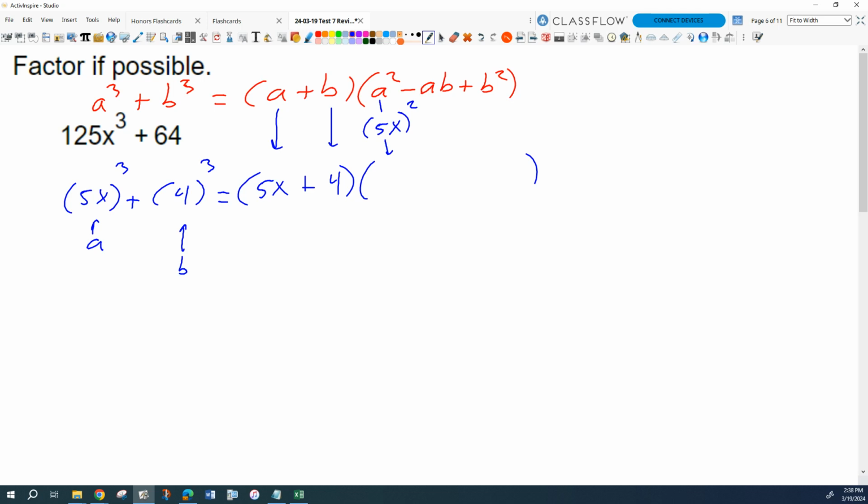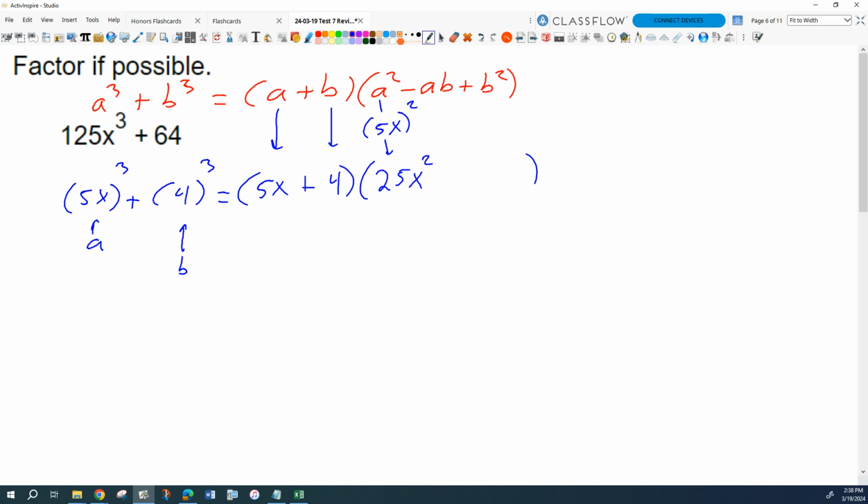Because I've got to square both the 5 and the x. So what do I get? 25x squared, exactly. Can anybody predict what a pretty common mistake is right there? They don't square the number, they just say 5x squared. That's a pretty common mistake, right?